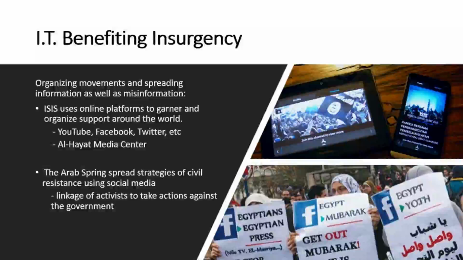In 2011, there were a series of protests in the Middle East called the Arab Spring. Social media like Facebook, Twitter, and SMS played an important role to facilitate these protests, and the protesters sent their messages of revolution using these websites. The social media helps to link activists and to spread information for people to take actions against their governments.